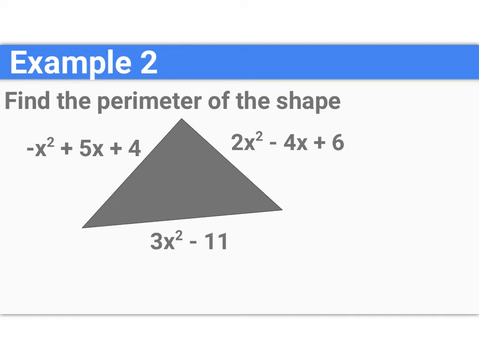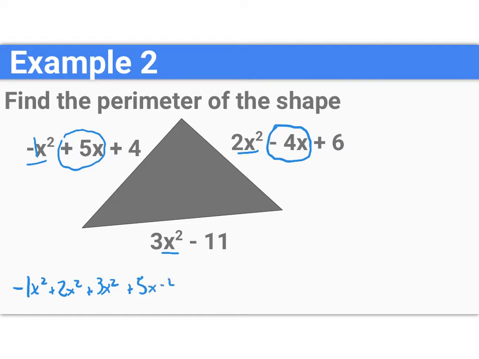Okay, find the perimeter of the shape. We know that to find perimeter, you add all of the sides up. So you've got x squared, 2x squared, and 3x squared. So you get negative 1x squared. I'm going to just put the 1 in just to help us out. Plus 2x squared plus 3x squared. And then I take the sign in front of the term, plus 5x minus 4x. And then I take my constants, put them all in the same thing.